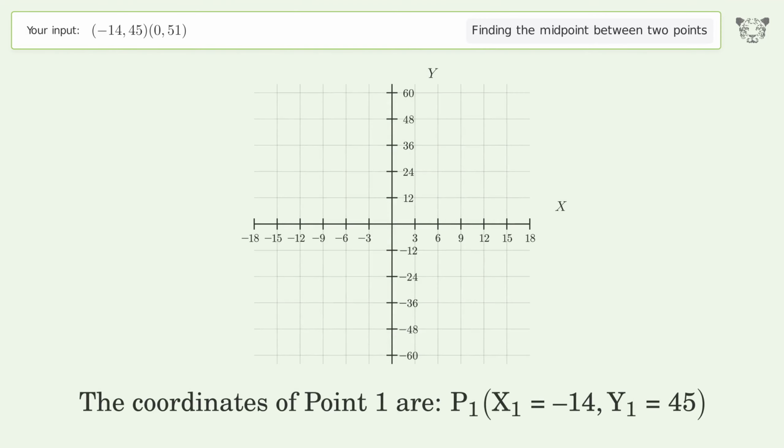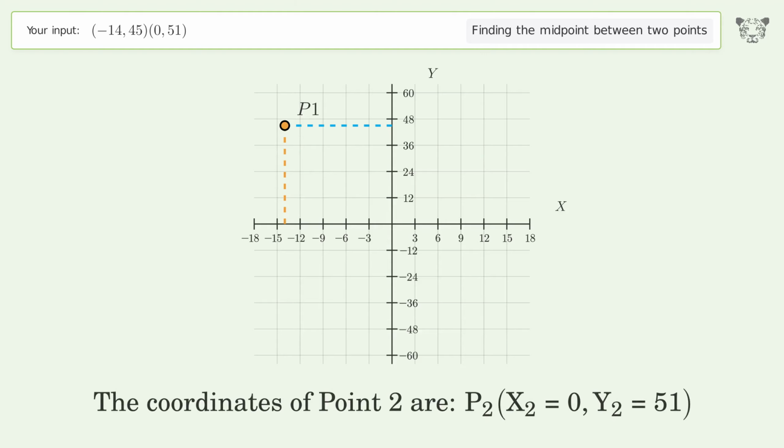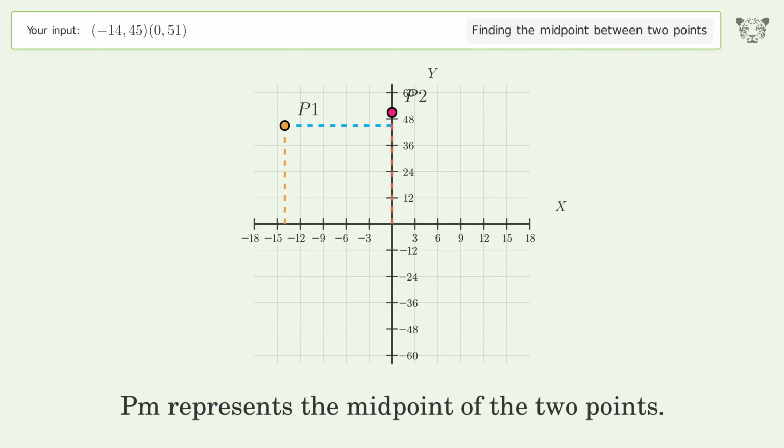The coordinates of point 1 are, x1 equals -14, y1 equals 45. The coordinates of point 2 are, x2 equals 0, y2 equals 51. PM represents the midpoint of the 2 points.